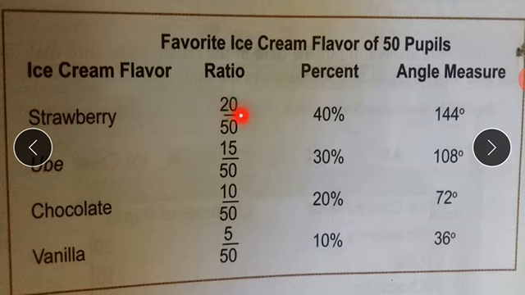I will repeat. To get the percent, just divide here. 20 divided by 50. So you will get a decimal answer, which is 0.4. Then to get the percent, times 100%, that's why we have 40% here. And to get the angle measure, you will convert the percent into a decimal. From 40%, it will become 0.4 times 360, that is 144 degrees. That's how we get the percent and angle measure.